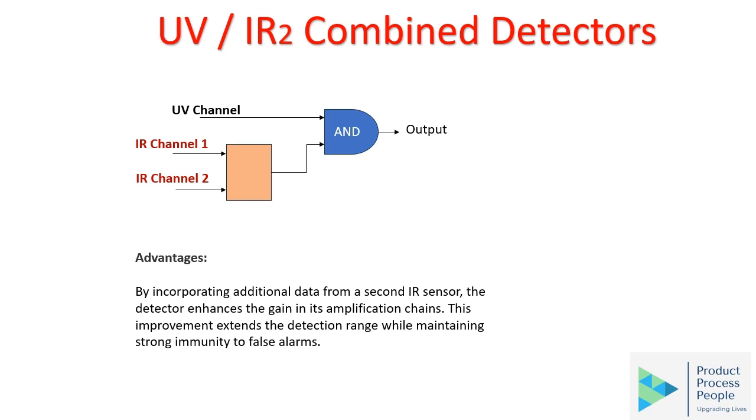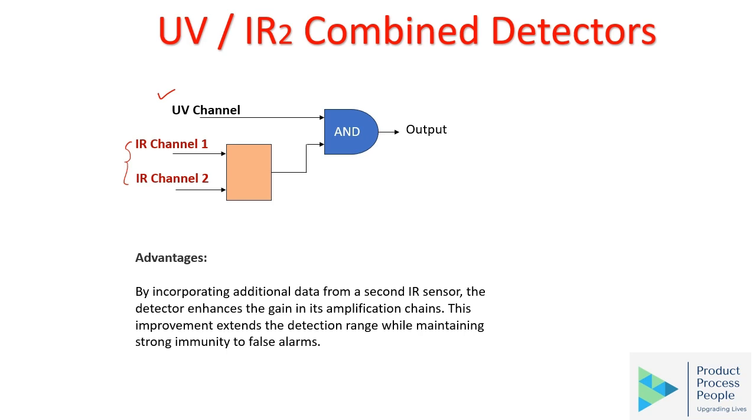So in this kind of detector there is one UV channel and two IR channels. As a result, there is more amplification and it is able to cover more distance compared to only a UV-IR detector. With respect to the advantages, obviously it has an enhanced detection range and more improved immunity to false alarms.